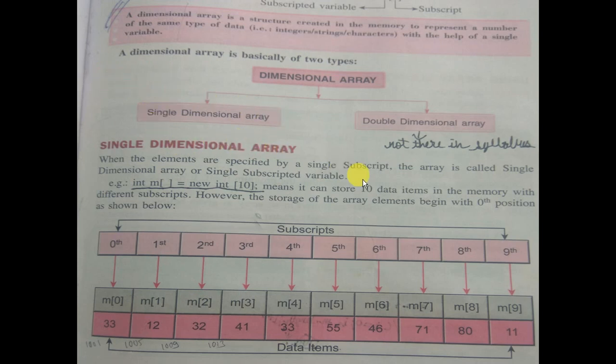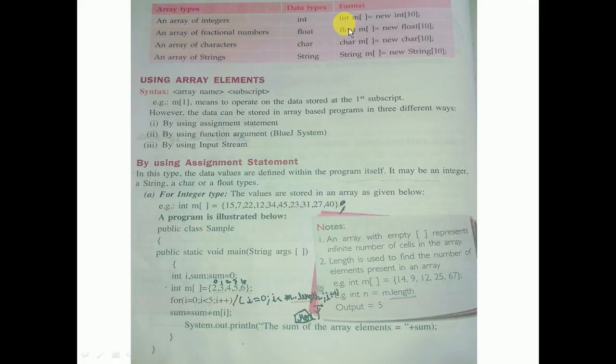Now, if I want to declare an array of integer type, it is int m[] = new int[10]. Size can be anything as you wish. If you want to make it 100, just mention 100. Same way for float or char or a string or any primitive types, you can declare an array like this. Or for non-primitive also, you can do it like that. So now let us see how to initialize an array.